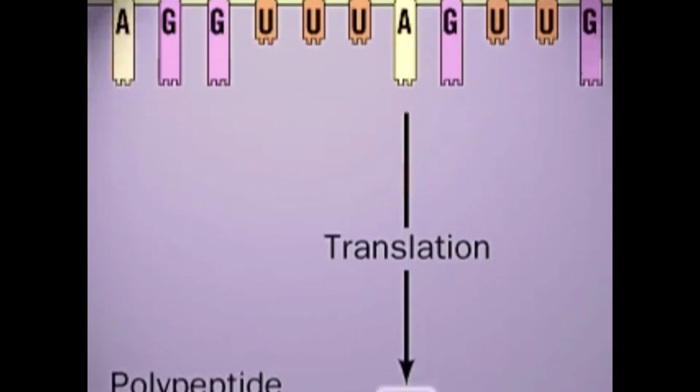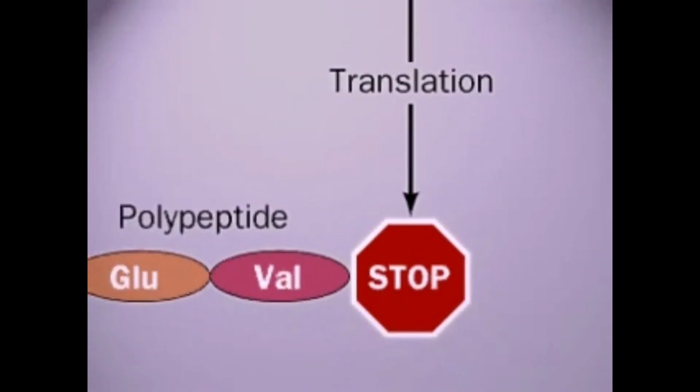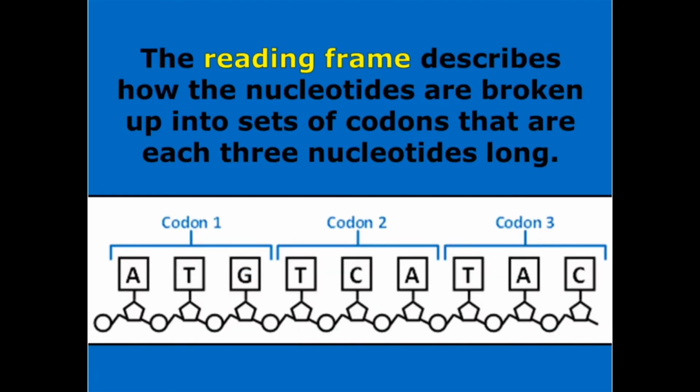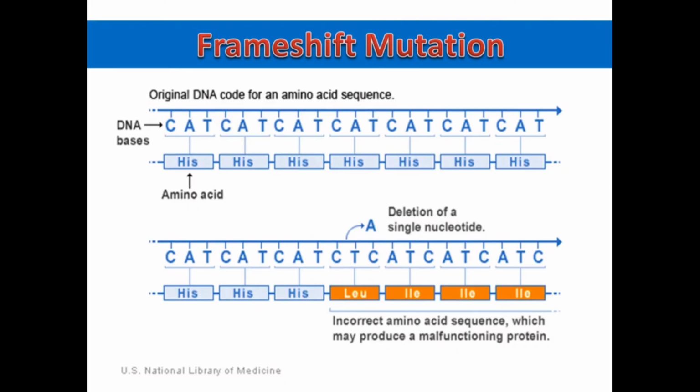On the other hand, a frameshift mutation happens when there is an insertion or deletion which causes a disruption in the reading frame. The reading frame describes how the nucleotides are broken up into sets of codons that are each 3 nucleotides long. Each codon codes for one amino acid in a protein. You can see in the original DNA strand that all of the codons are C, A, and T, which codes for histidine. But if a single nucleotide is deleted, the reading frame shifts, causing all of the codons to change. This results in incorrect amino acids being added to the protein.